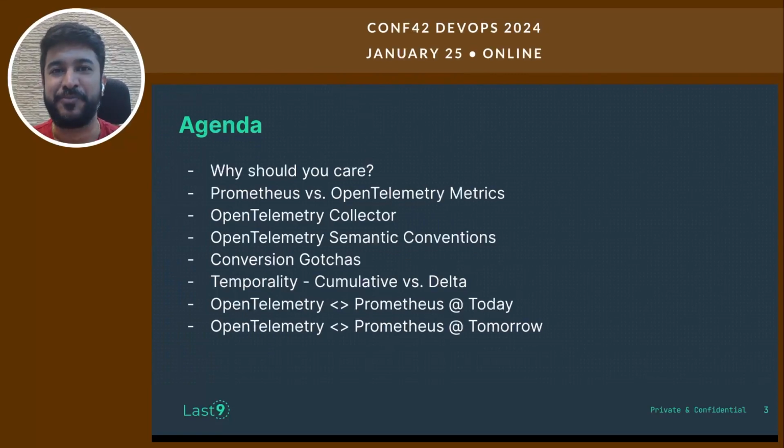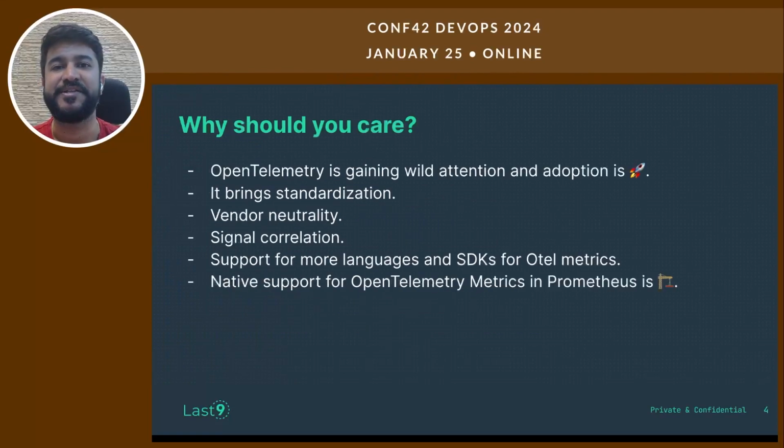We'll of course touch upon some of the formatting changes between otel metrics and their conversion to Prometheus metrics. We'll touch upon some of the advanced concepts like cumulative versus delta temporality, and then we'll see what is coming in future. What is the roadmap for supporting otel metrics natively in Prometheus?